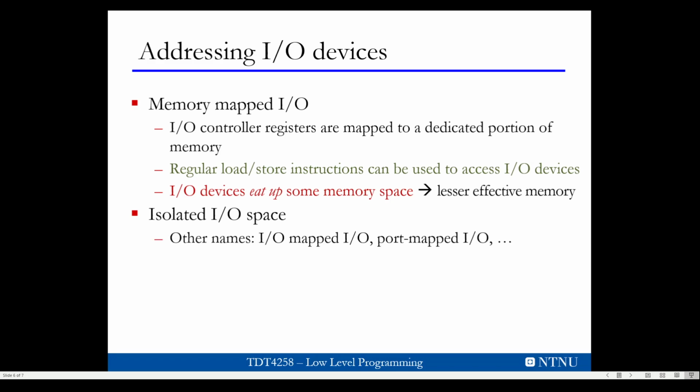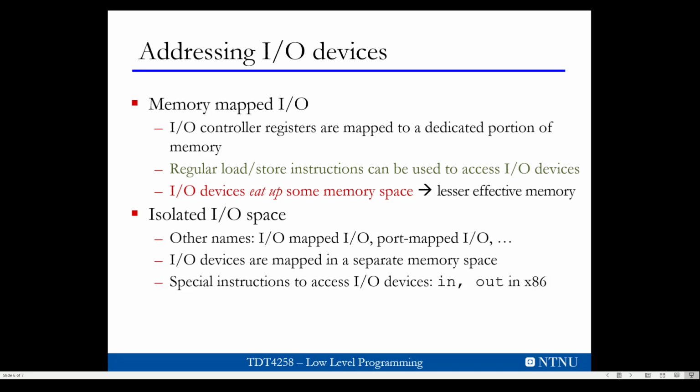The second scheme is called isolated I/O space. It also has other names, for example, I/O mapped I/O or port mapped I/O. The difference is that instead of eating up some space for memory, we have I/O devices in a completely separate memory space. What it means is at the same address, you can have a memory location and an I/O device. For example, the address 100 can have a memory location associated with it and also an I/O device associated with it. So if we can have two things at the same address, how do we know with which one we want to communicate? The solution is that we have separate instructions for accessing memory and I/O devices. For example, in Intel x86, in and out instructions communicate with I/O devices, whereas load store instructions communicate with the memory locations. And a processor can support both memory mapped I/O and isolated I/O.